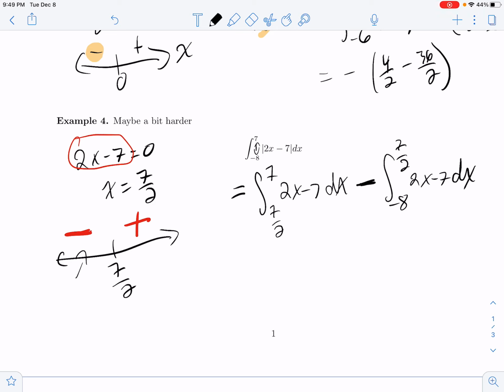All right, and now we integrate. So this is x squared minus 7x from 7 over 2 to 7, minus x squared minus 7x from -8 to 7 over 2. And then we have to plug everything in. I'm not going to do that right now just to save some time, but you can plug everything in and get an answer.